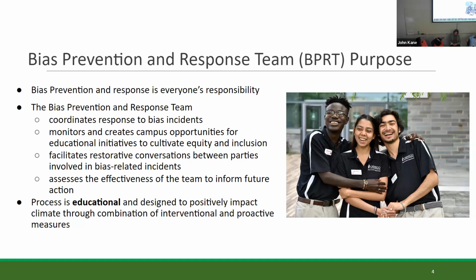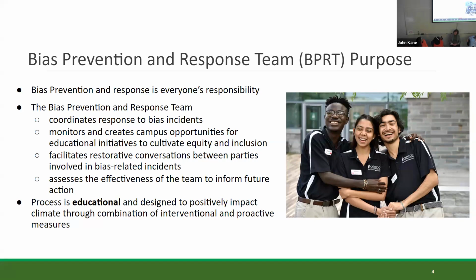Again, we really are trying to create a climate where we're actively monitoring and then creating opportunities for education to cultivate equity and inclusion. So again, when you think about bias, all the things that Anneke read off could be considered bias incidents. Really what we want is to make sure that people do not feel marginalized, that people feel like they're included and that they belong here, right? We've been talking about belongingness a lot this year, which I think is really good. We got a lot of great data, thanks to IR, from our students around belongingness this year.